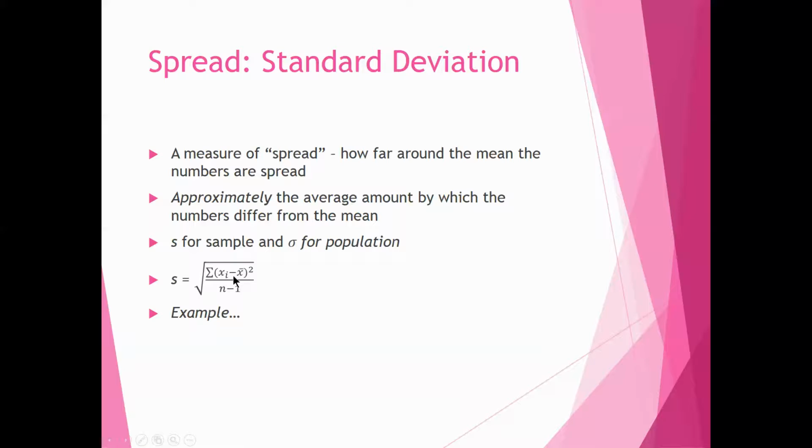What does it say? It says take each data point, xi, subtract off the mean, square that, add them up, and divide by n minus 1, and then take the square root. So let's just look at an example before we talk about that.